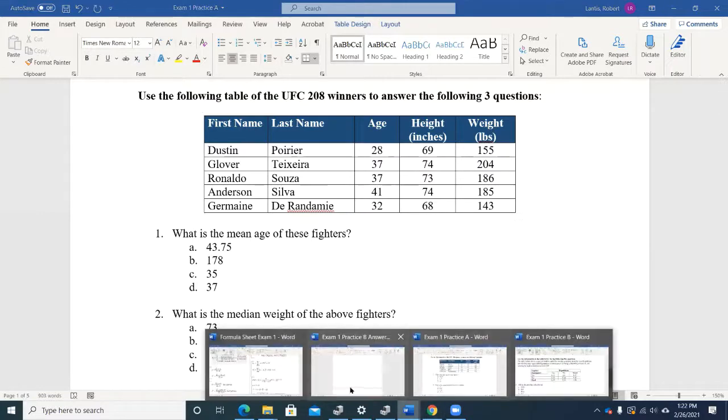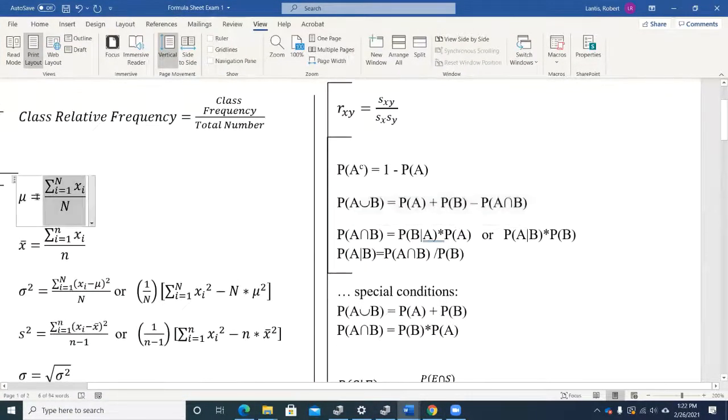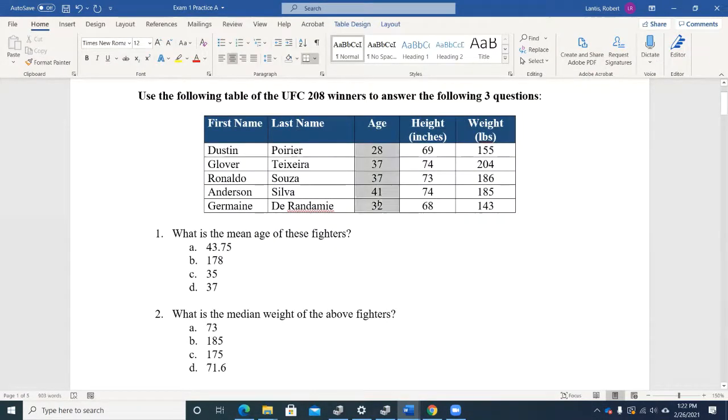Now, I think that one's pretty easy. Do you really need to identify the formula on the formula sheet? Probably not, but here it is. You're just adding up all those values, dividing by the number of numbers you have. So you would add up these 5 ages and then divide by 5. You've got 5 different observations here. If I'm looking at this, I'm going to guess it's 35, but it may not be.